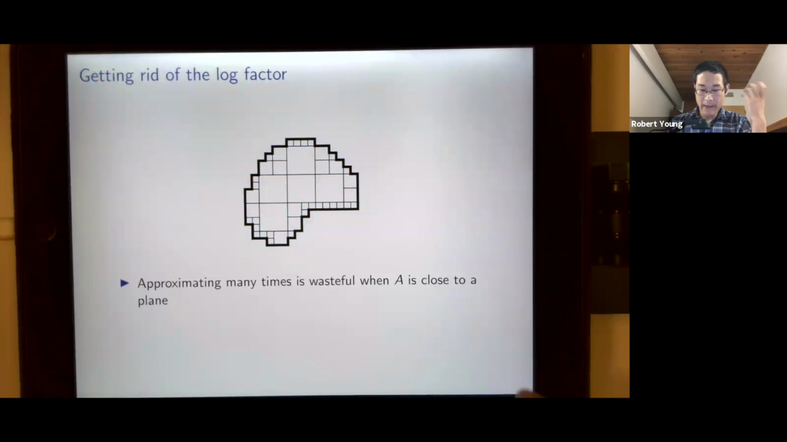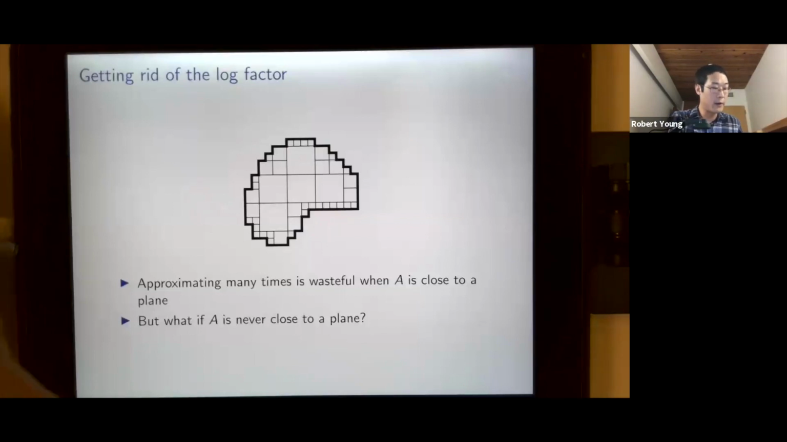And the problem, though, is that we have no guarantee that there are places like this. We have no guarantee that our surface is ever close to a plane. We can construct examples that are never close to a plane. So for example, let's construct a surface.